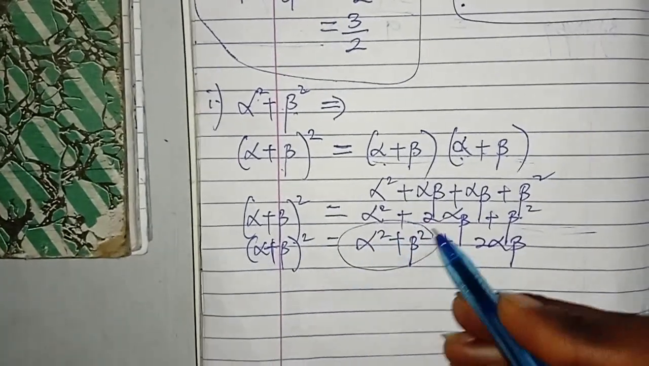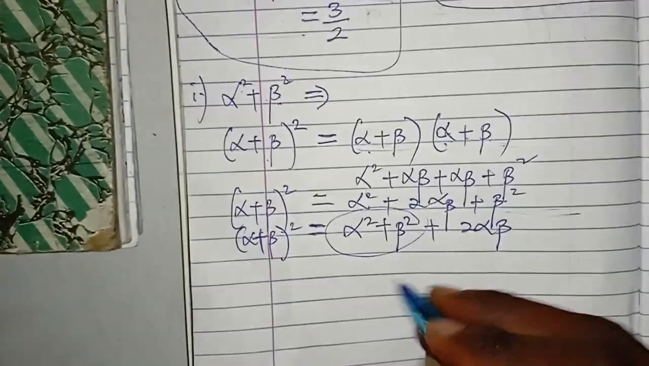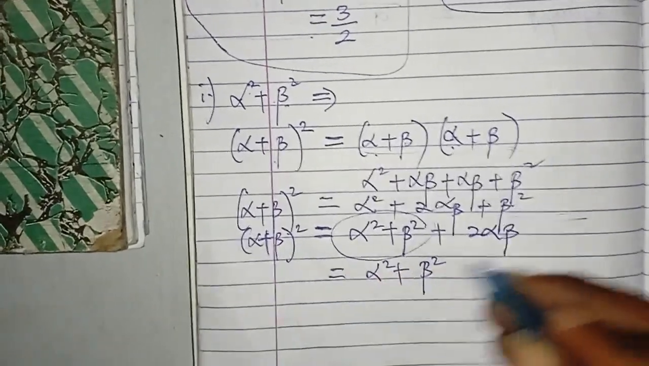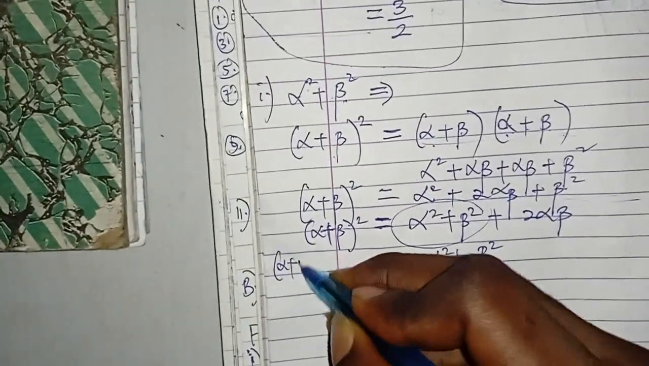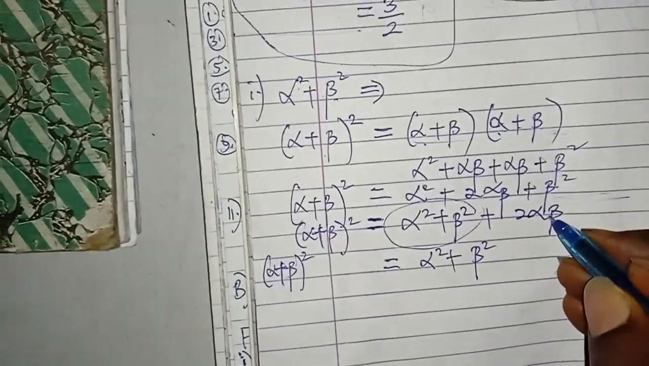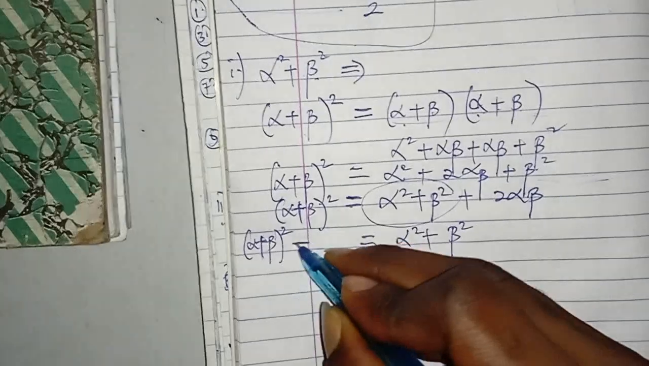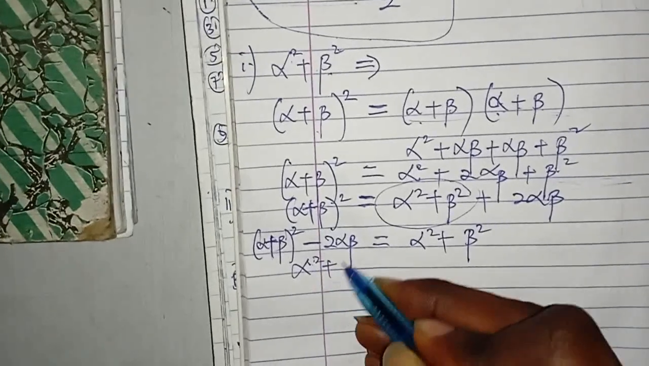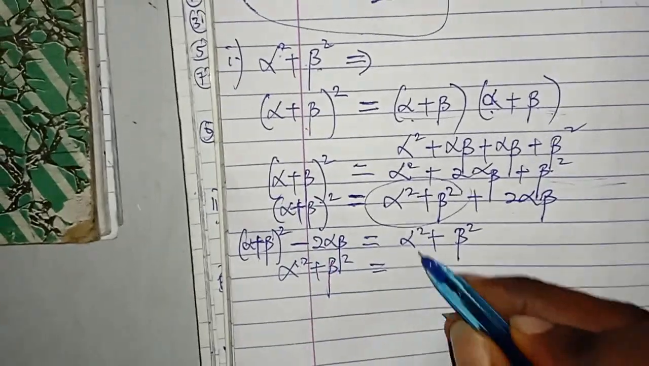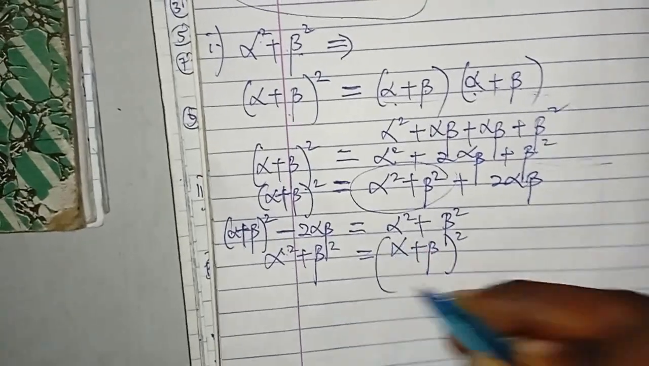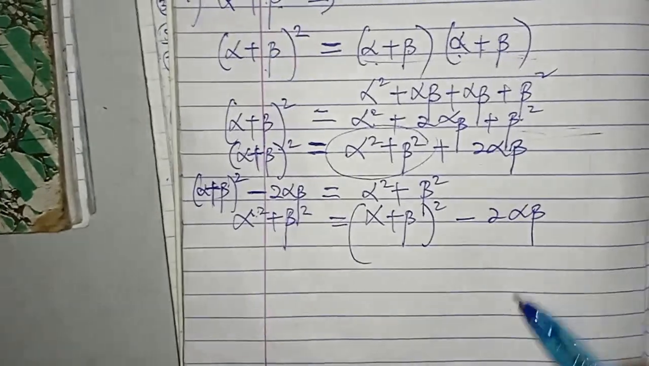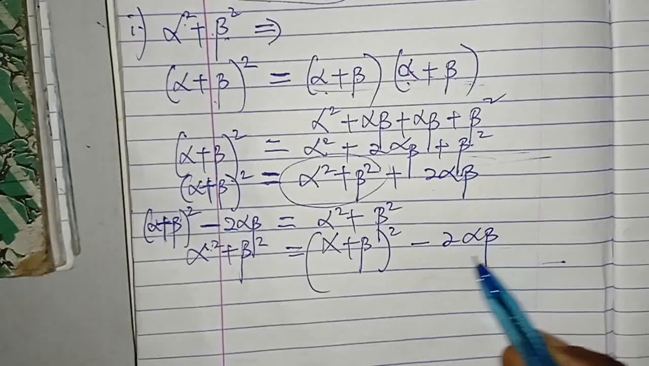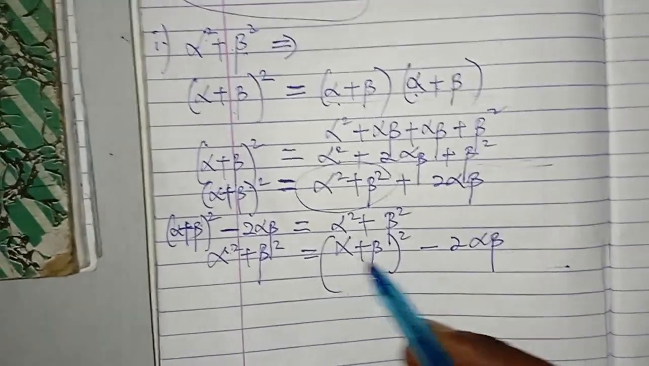So making the subject of the formula, I will now have alpha square plus beta square is equals to alpha plus beta all square. Everything across the equality sign becomes minus 2 alpha beta. So notice that alpha square plus beta square is equals to alpha plus beta all square, then minus 2 alpha beta. Now notice that this thing we have here is the product of roots of the quadratic equation. This is the sum of roots of the quadratic equation.